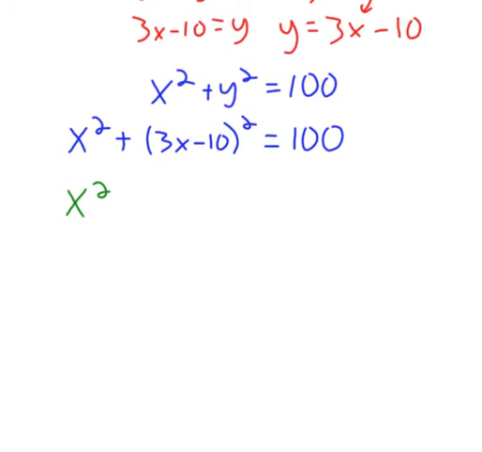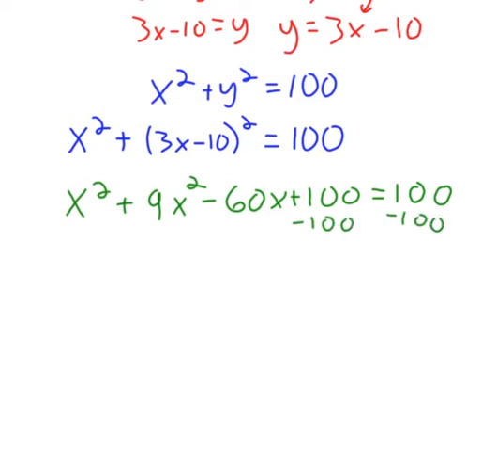So x squared plus, this will become 9x squared minus 60x plus 100 equals 100 when you do that expansion. We'll now combine our like terms. We will subtract 100 from both sides. To do that, we will combine our squared terms. So we will have 10x squared minus 60x equals 0.